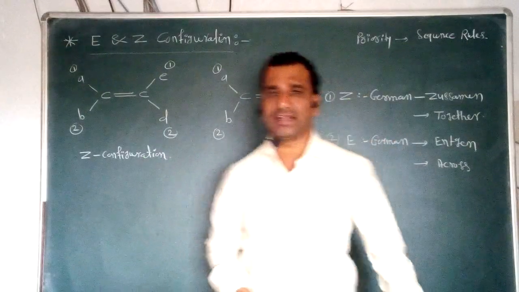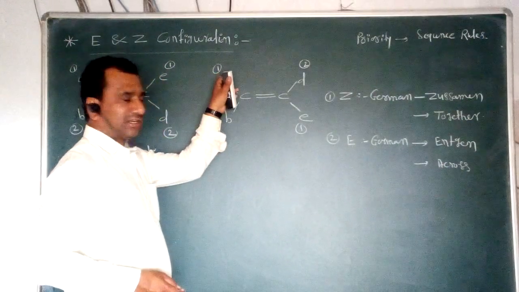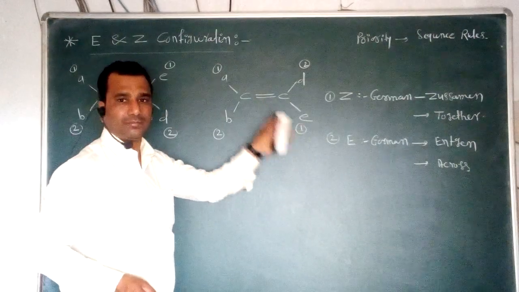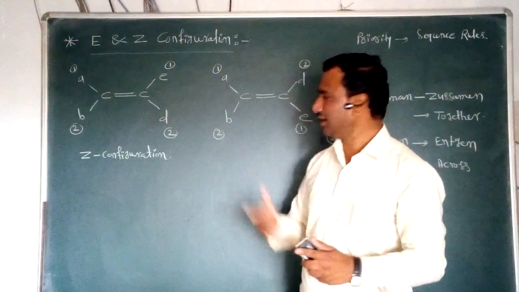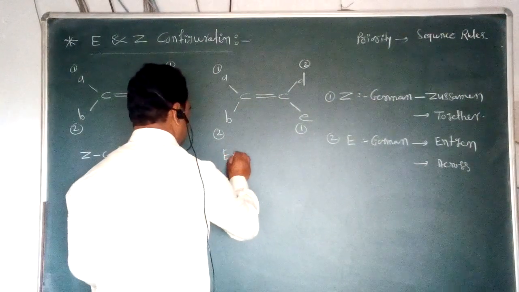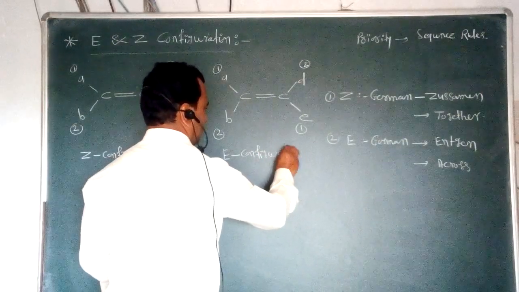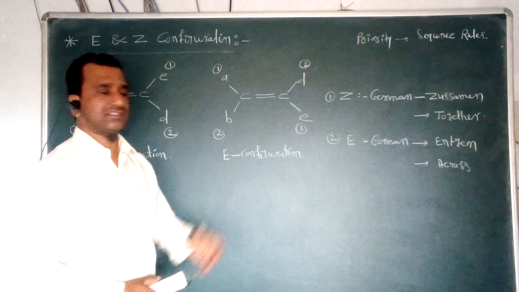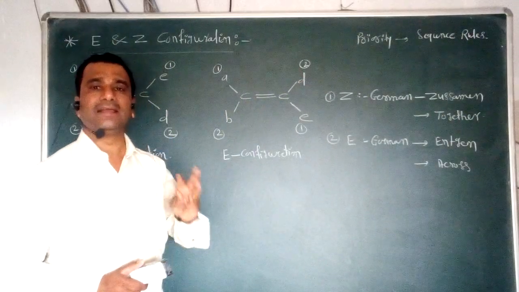Now if we look at the second general representation of this alkene molecule, this is the first priority group attached to this second olefinic carbon. If we look at their relative positions, they are present across, or opposite to each other, and that's why this type of configuration is called the E configuration. So the E configuration is one in which the similar priority groups are present on opposite sides of the double bond.